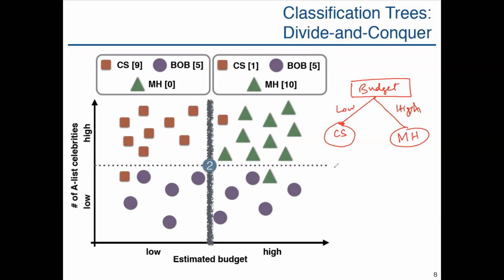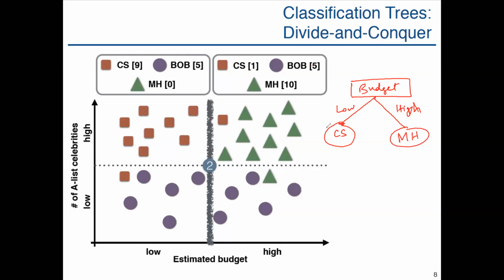So we have two possibilities, right? We can either split on the number of A-list celebrities or split on budget. But the problem is, how do we choose which one of them is better? Which one should you start with? Should we start with budget? Should we start with A-list celebrities? Now, a clear answer for this is going to come later on. But right now, you could just think of it like this.